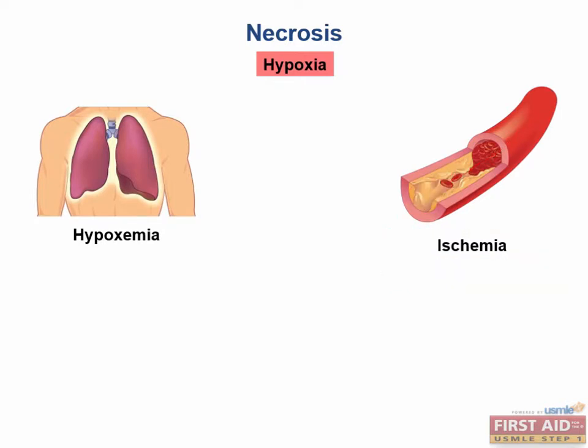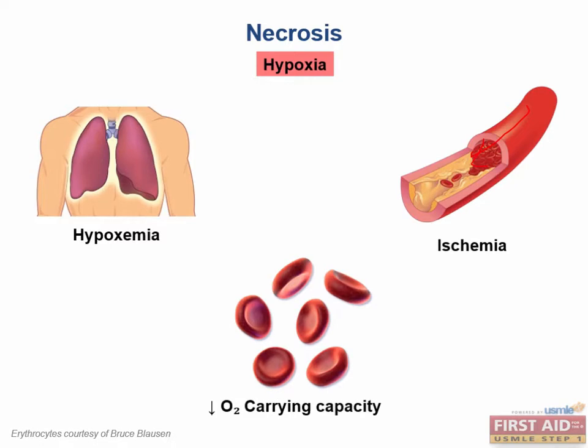The final type of hypoxia, let's say oxygen has made it into the bloodstream, but it can't be carried very well. So there's a problem with the carrying capacity of oxygen. And the most common cause of this is really just a decrease in these red blood cells, so anemia.